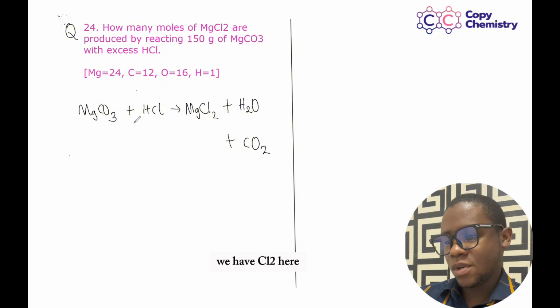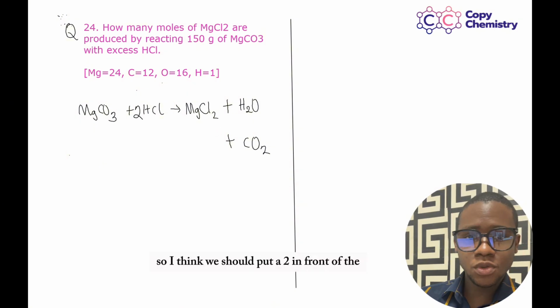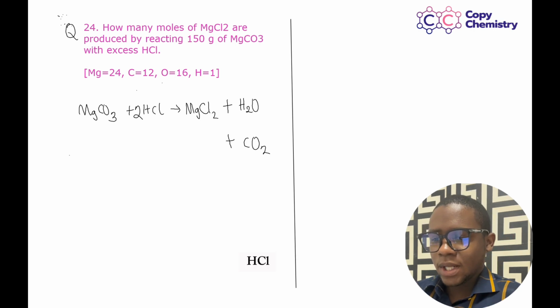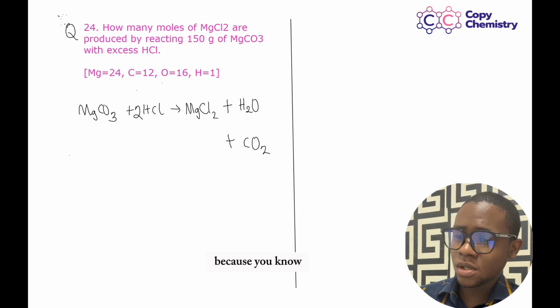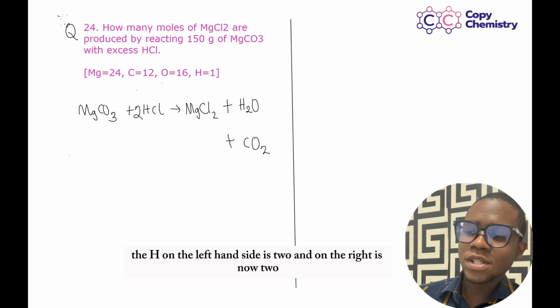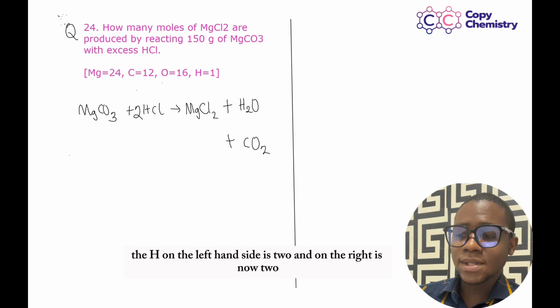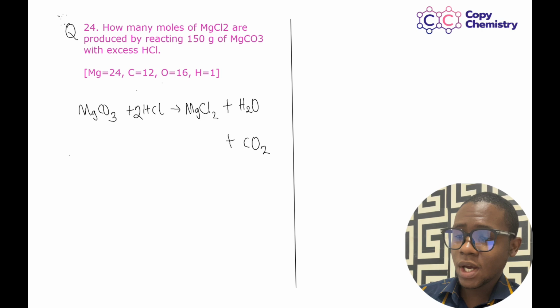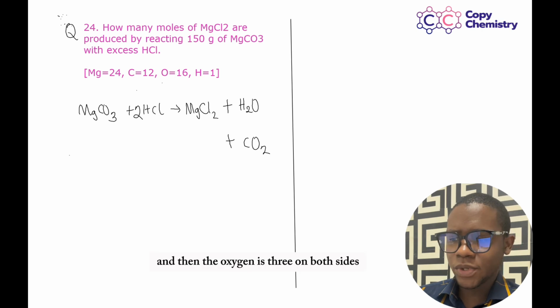We have Cl2 here, so I think we should put a 2 in front of the HCl. Let's check if that would make sense, because the H on the left hand side is 2 and on the right is now 2. Okay, that's good. And then the oxygen is 3 on both sides. Okay, yeah, that's perfect.